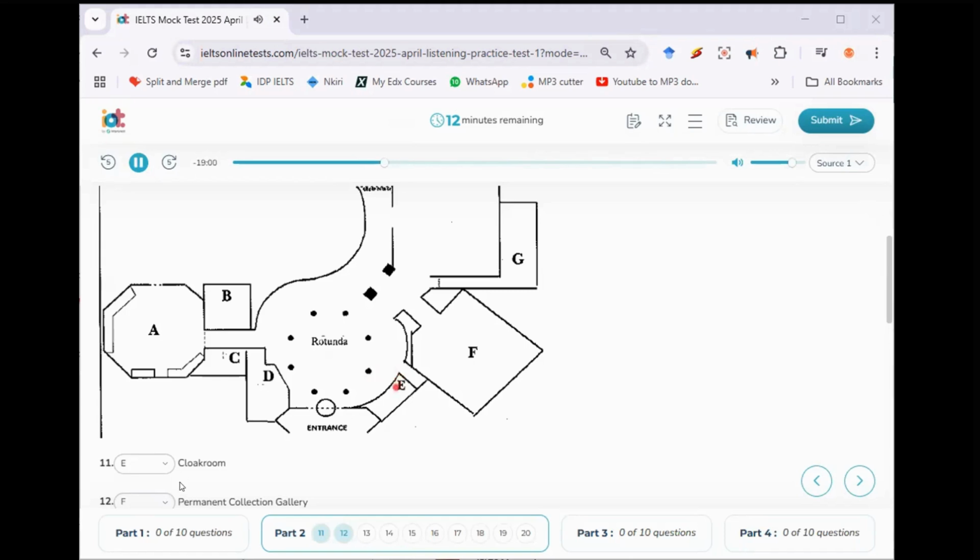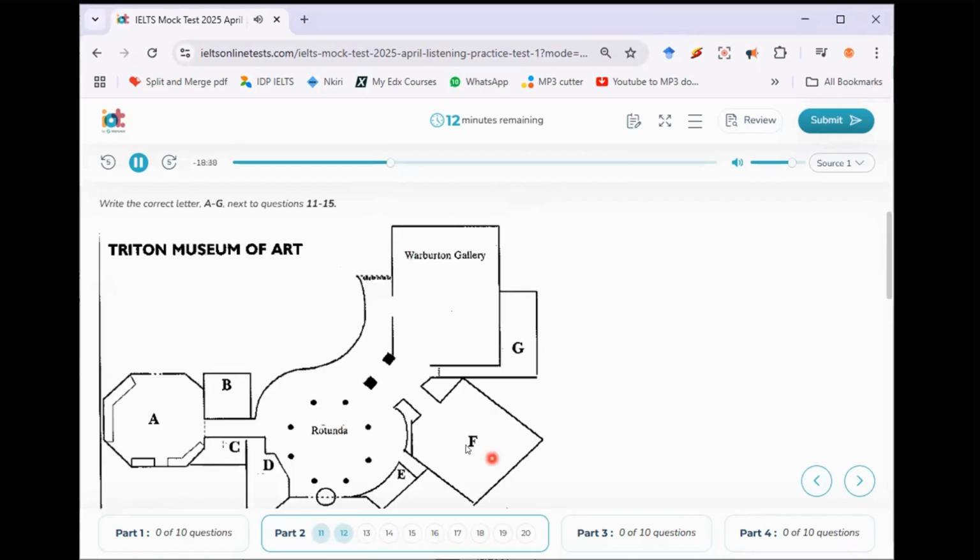Next, permanent collection. So this nice spacious area we're now standing in is the rotunda. It contains some of the museum's most striking sculptures. From here, you gain access to all the museum. Leading off from the rotunda, the Warburton Gallery and our other large gallery that houses a permanent art collection.